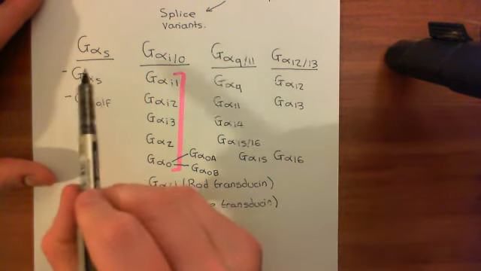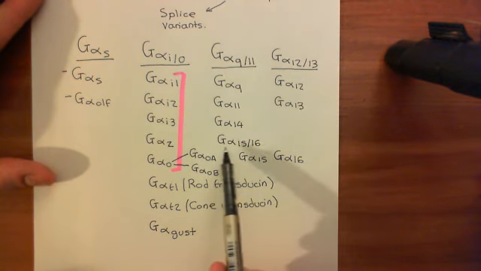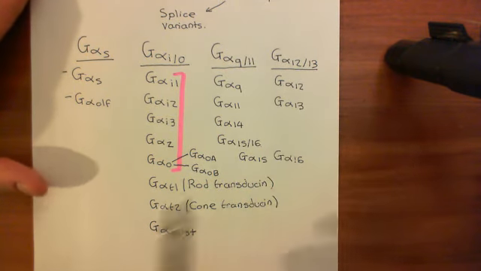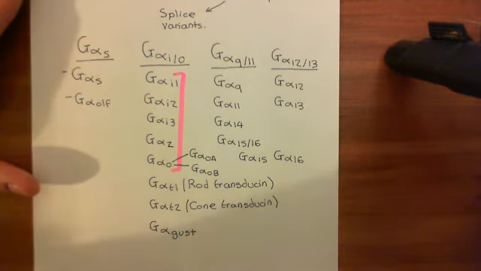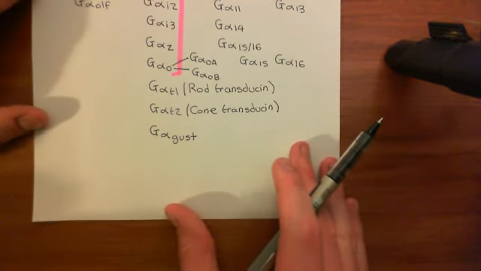So let's just count them up. We have 8 here, 4 here, that takes us up to 14. 2 more, that takes us up to 16. So there are the alpha subunits of heterotrimeric G proteins.